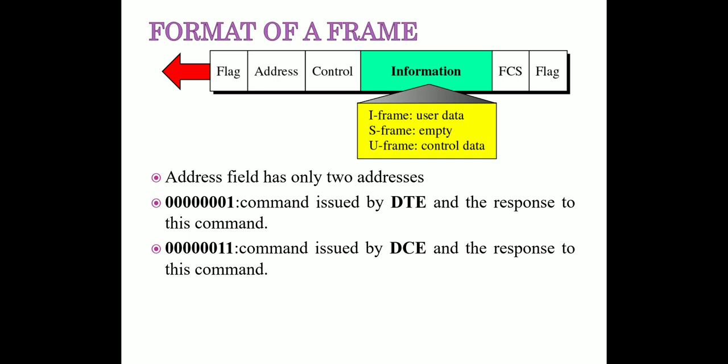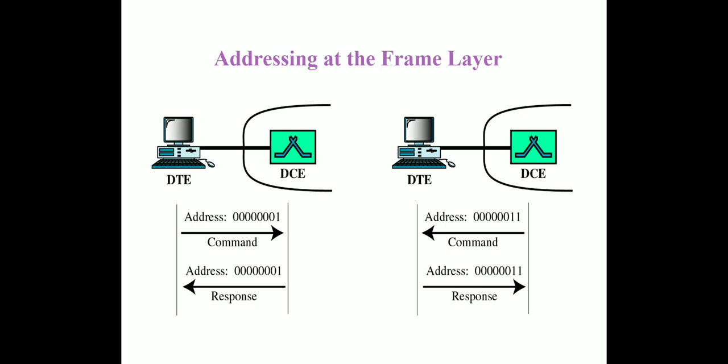The address field. Now, the address field will have only two addresses. Because this frame layer is a point-to-point connection, dealing with the DTE to DCE connection, the address field will be only two addresses. One will be 7 zeros and a 1, which is a command issued by the DTE, and any response to that command will also have the same address. Then 6 zeros followed by 2 ones is a command issued by the DCE and the response to this command. We can see this clearly in the next slide.